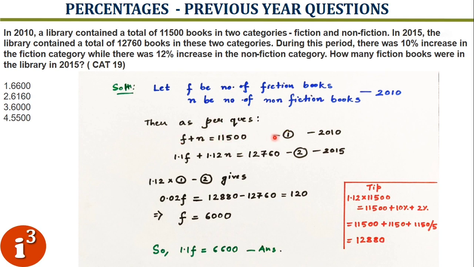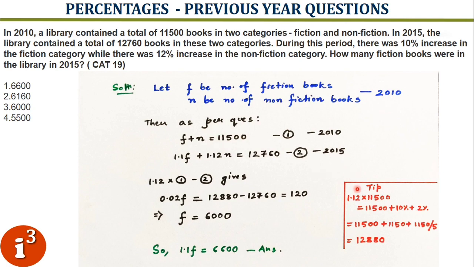So when you multiply 1.12 to equation 1 and subtract equation 2, okay, 1.12N and 1.12N will get cancelled. 1.12F minus 1.1F gives you 0.02F. Now the problem is that you have to multiply 1.12 to 11,500, means 112 into 11,500 typing in the calculator, it takes a lot of time.